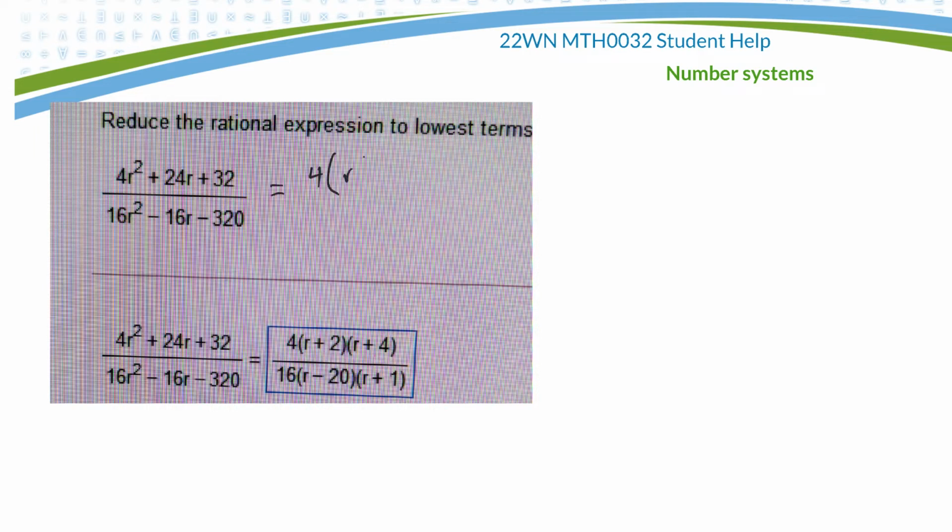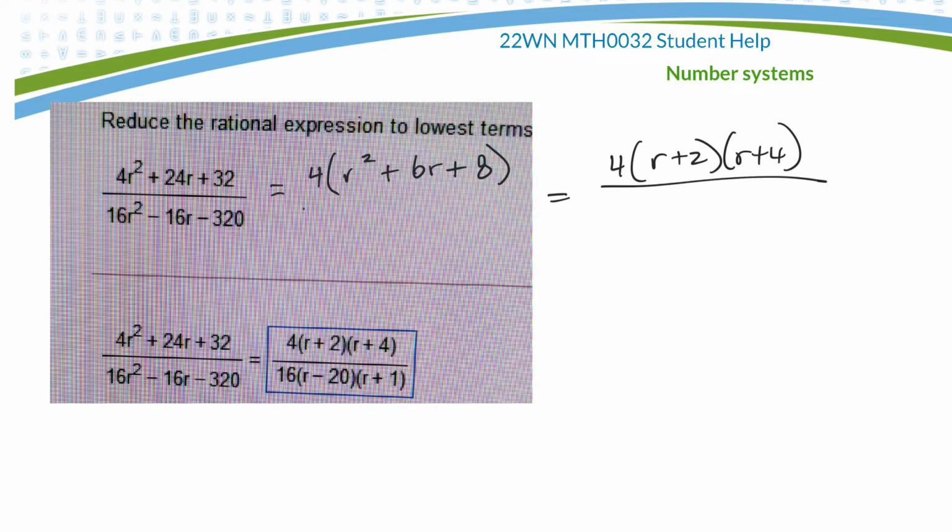So that would leave you with r squared plus 6r plus 8. And then you could factor that to 4 times (r plus 2)(r plus 4). Is that right? R squared, 6r. Yeah, that's right. Over, and then you can factor 16 out of everything here, so it'd be r squared minus r minus 20, I think.